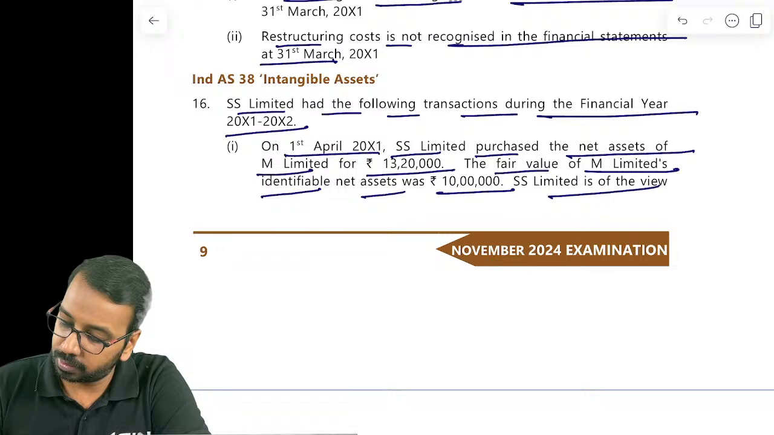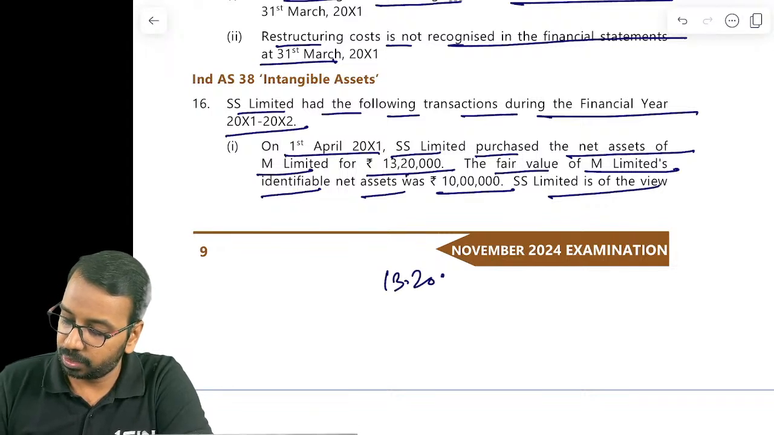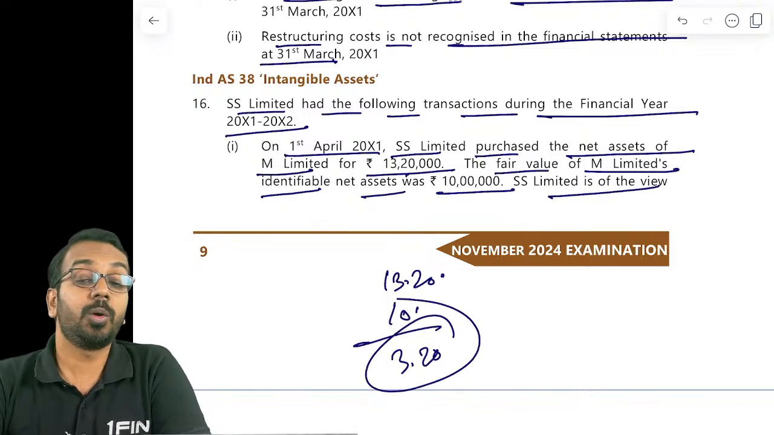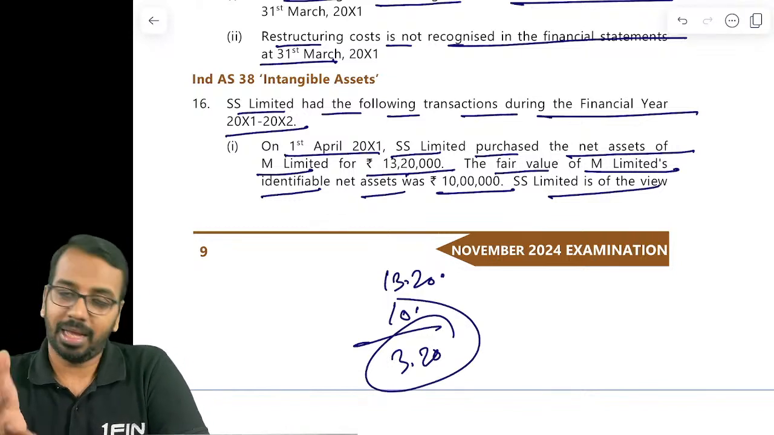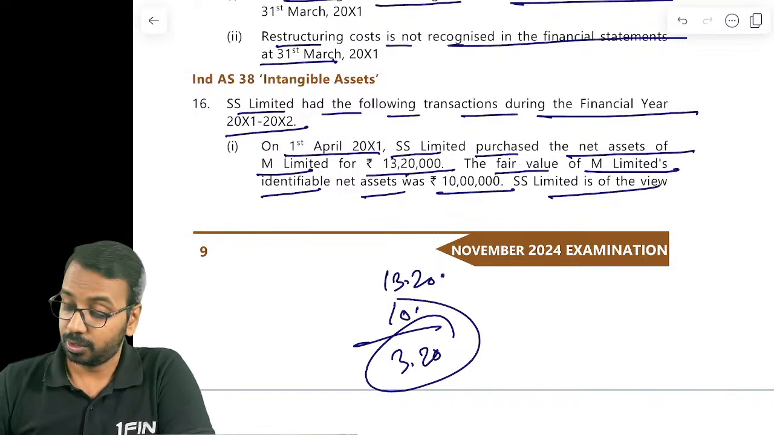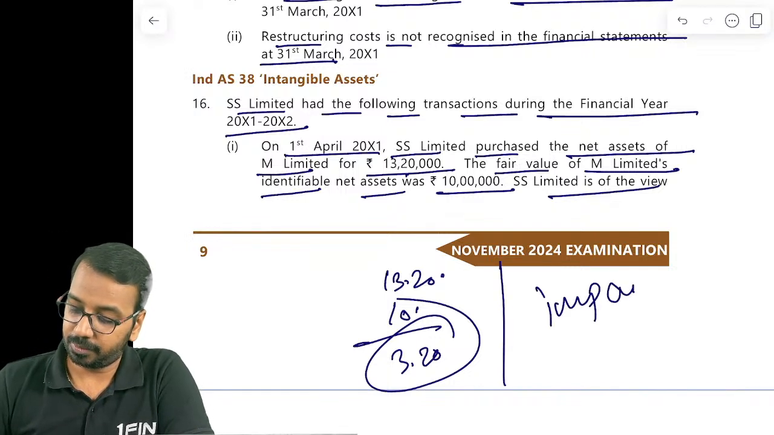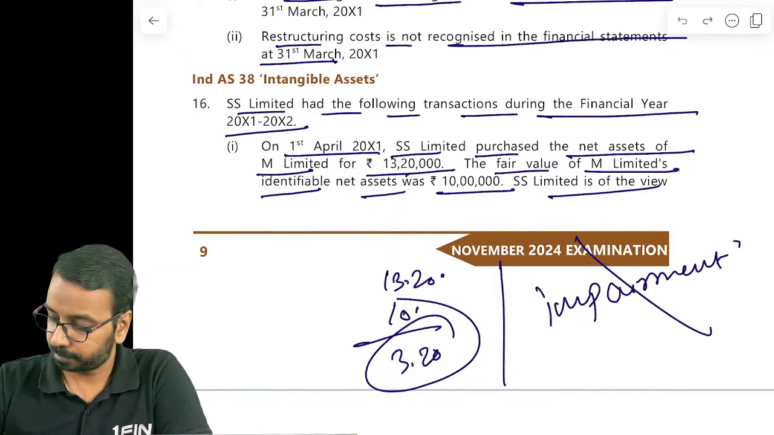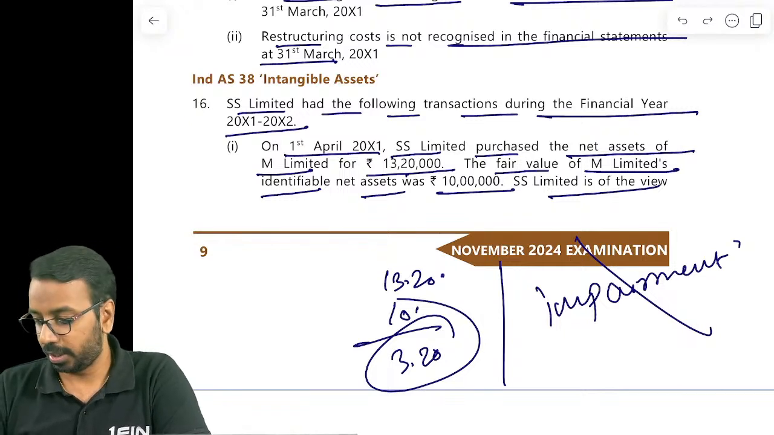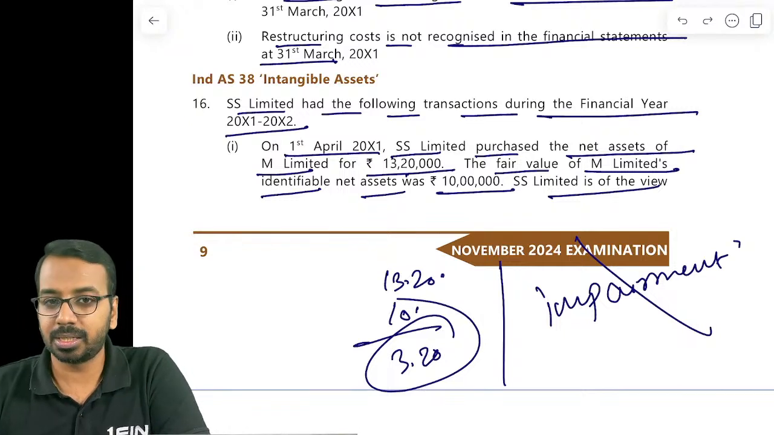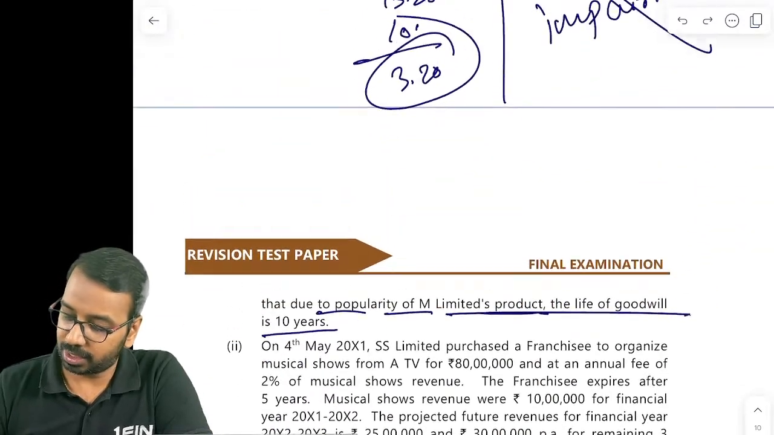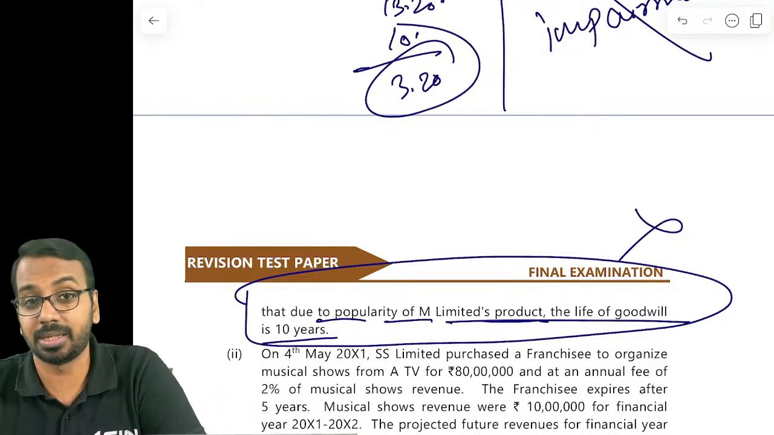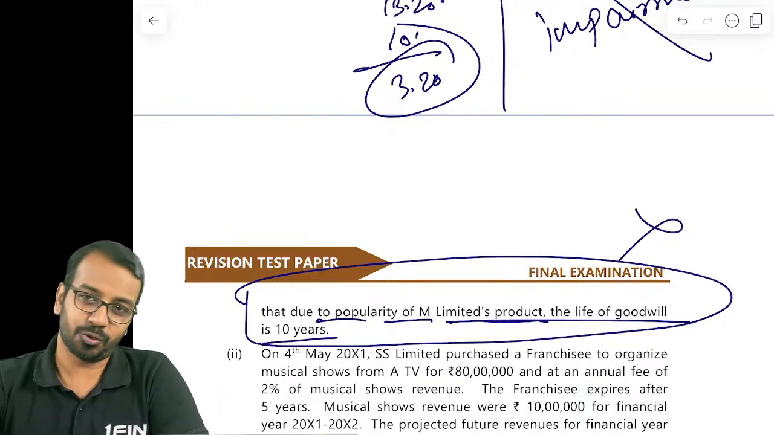You have paid 13.20. You have got net assets of 10. Goodwill is 3.20. Now tell me one thing, do we amortize goodwill? As far as Ind AS is concerned, goodwill is tested for impairment, but goodwill is never amortized, right? So when goodwill is not amortized, this question of amortization over 10 years and all of that should not be considered. Sometimes you may remember what you learned in accounting standard 26 and you may feel that we have to amortize goodwill. You should not amortize.